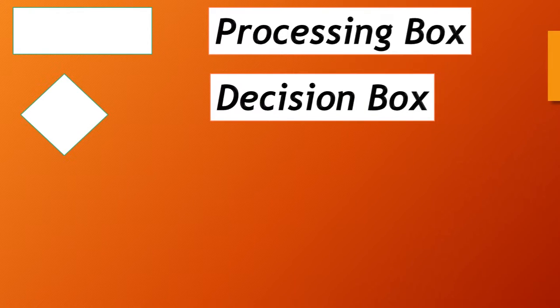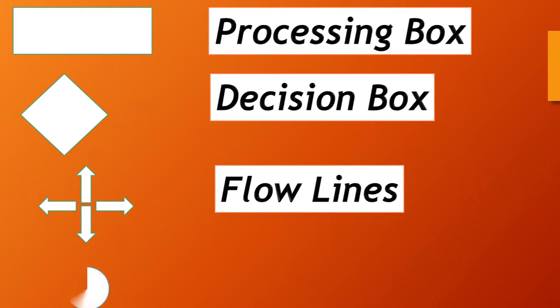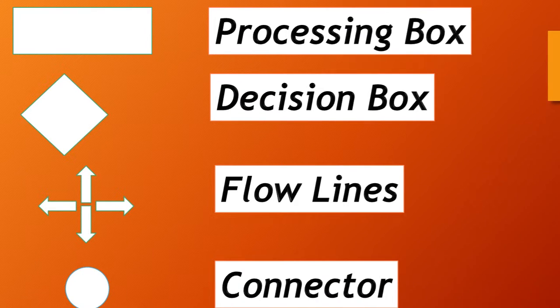So this is known as the decision box. Then we have flow lines which connect the different terminals or different symbols in a flow chart. Then we have the connector, which is used when you have to connect different parts of flow charts. So let's take an example of a flow chart.